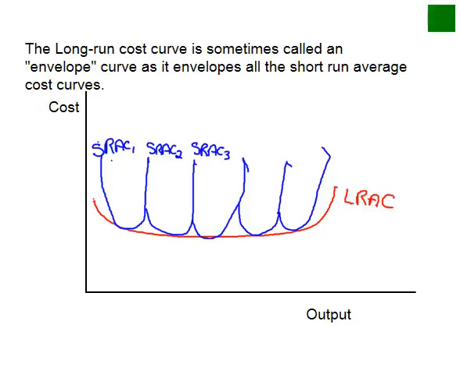So we'll call this the long run average cost curve. And then we're going to see that it can envelop a series of short run curves. So I'll label just a few of these. That's one, then we've moved on to the second one. And so on.